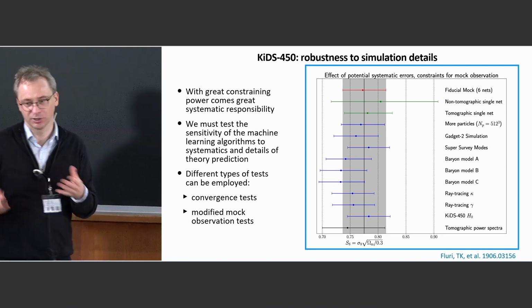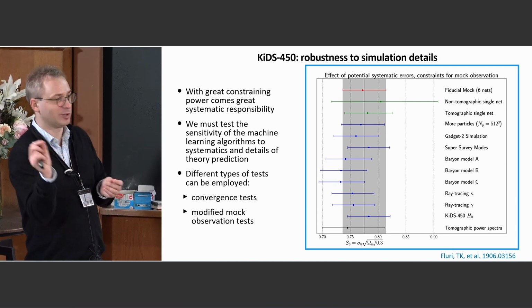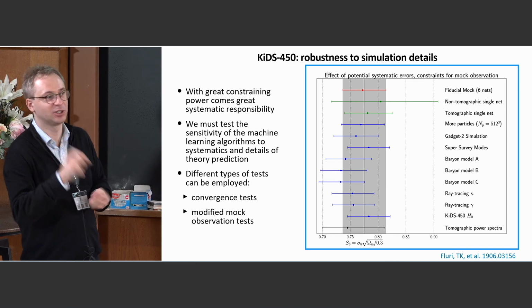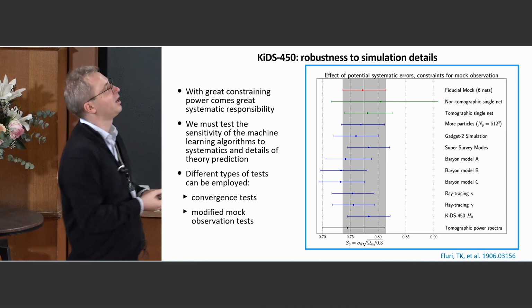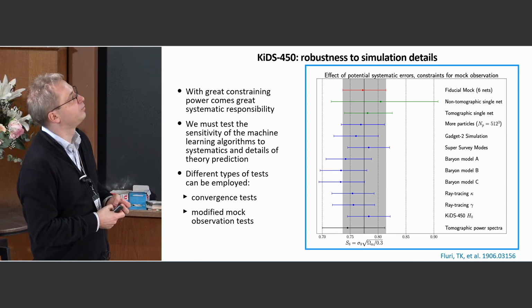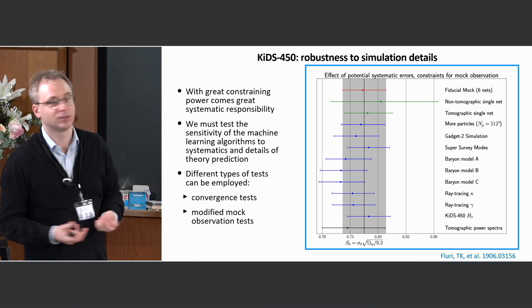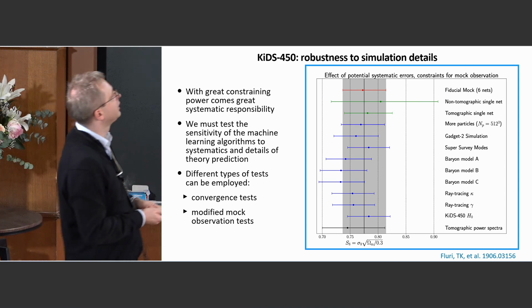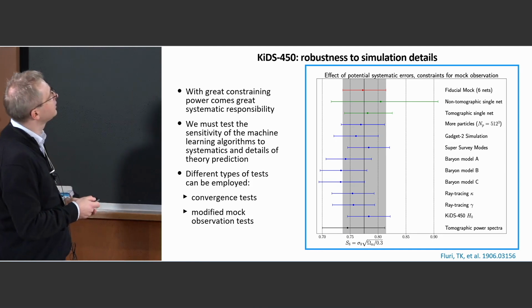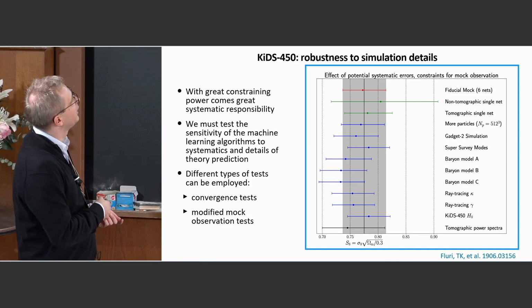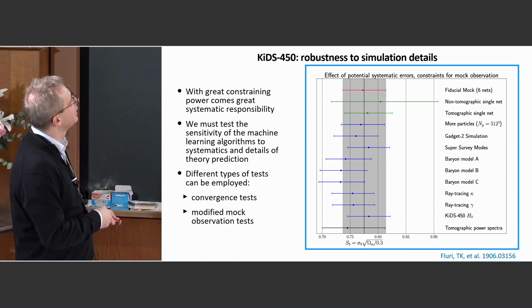So the stochastic noise should be more or less the same, but the delta in the cosmology would give us some indication about what's the sensitivity of the system to this. So this is one of the ways we can test. The other way is convergence tests.